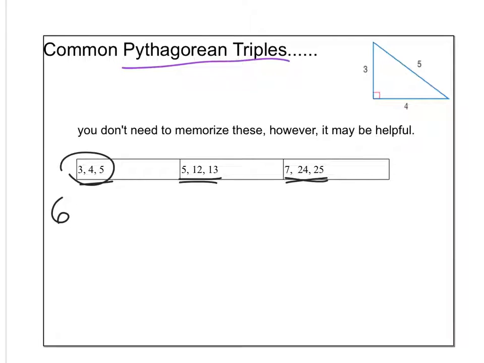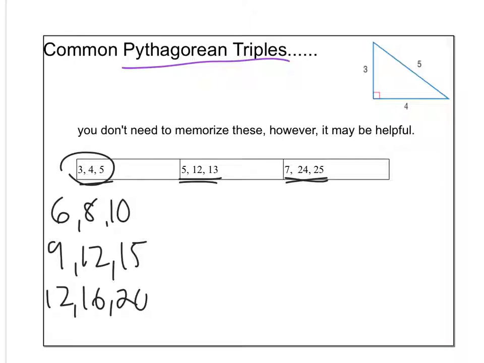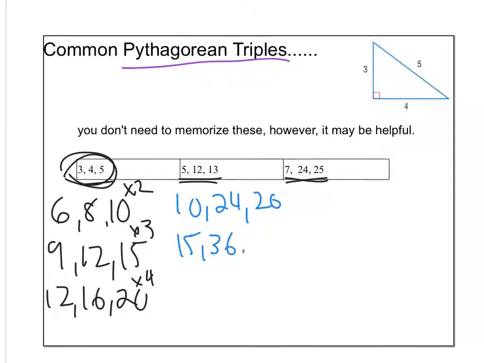So if 3, 4, 5 works, 6, 8, and 10 work. 9, 12, and 15 work. 12, 16, and 20 work. Okay, so this is all these multiplied by 2, multiplied by 3, multiplied by 4. All those multiples work. So here, 10, 24, 26. Multiplied by 3, 15, 36, 39. Those are all Pythagorean triples. Again, whole numbers that work in the Pythagorean theorem.